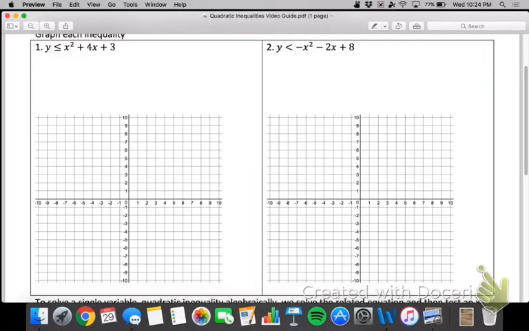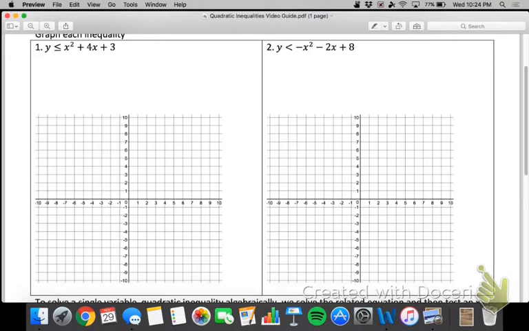Okay, so we're discussing quadratic inequalities. These are similar to linear inequalities. The way we graph these is we're going to graph the boundary curve and then shade one side depending on the inequality.